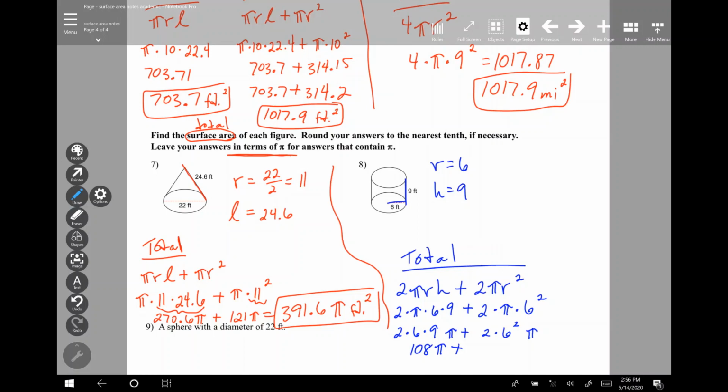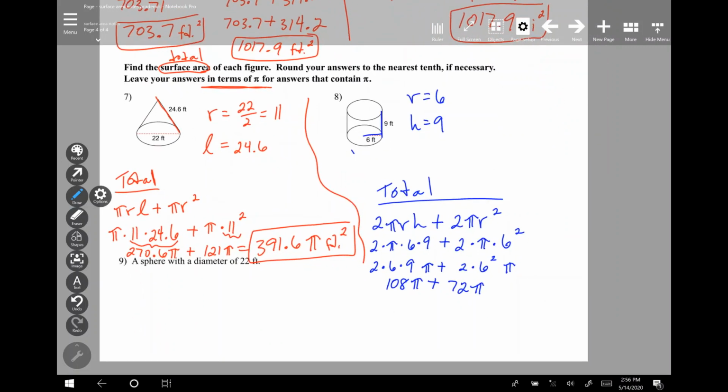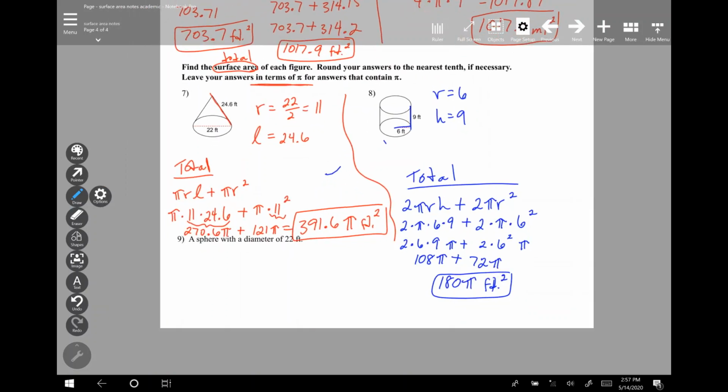And then 2 times 6 squared, that's 72. And again, just put your pi. And so now add them together. 72 plus 108 is 180 pi. And that would be feet squared. So there you go. That would be your total surface area for the cylinder in terms of pi.